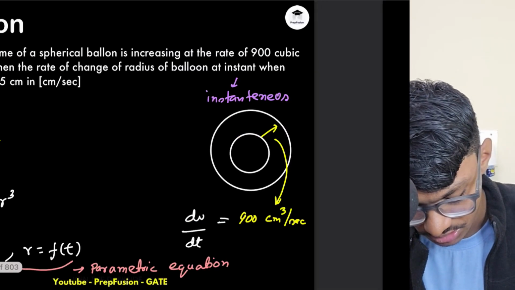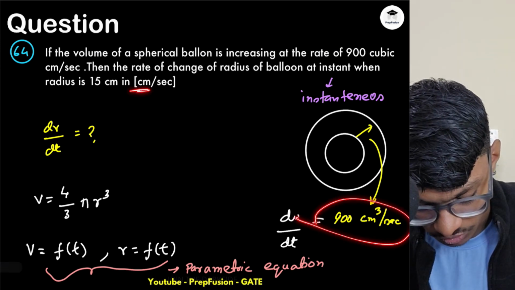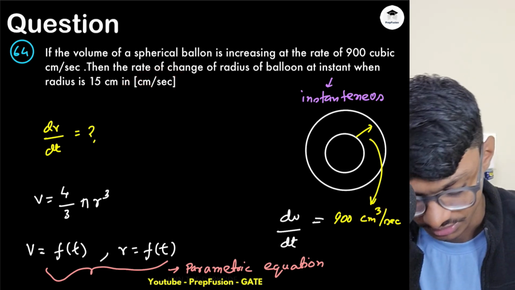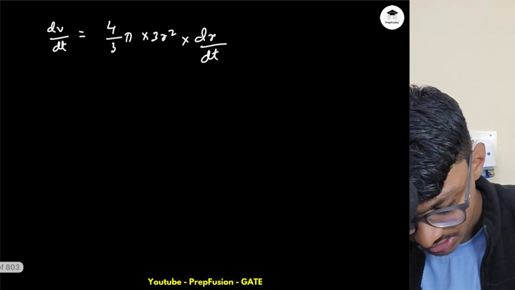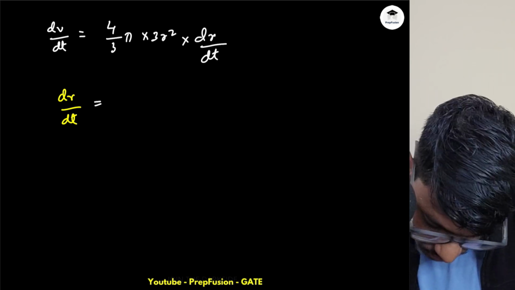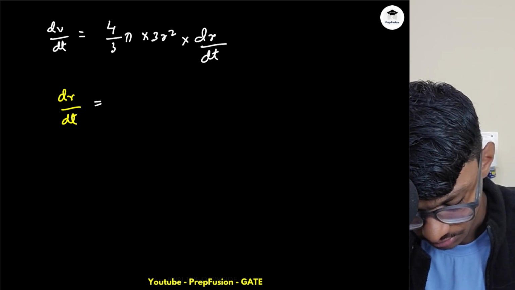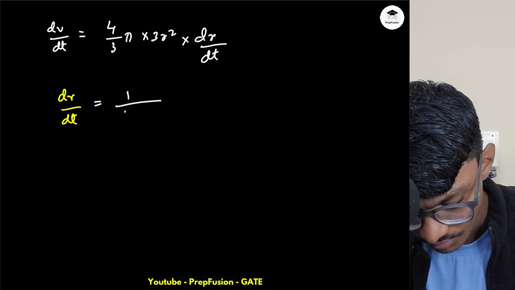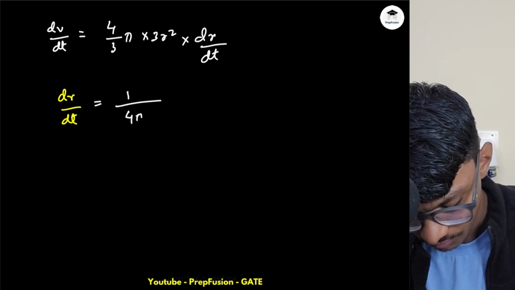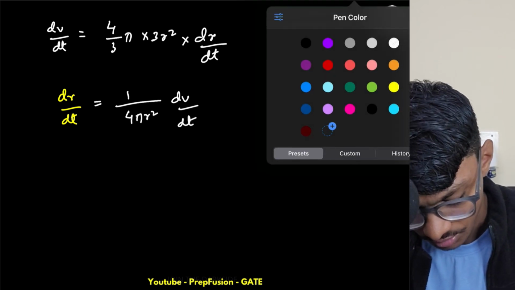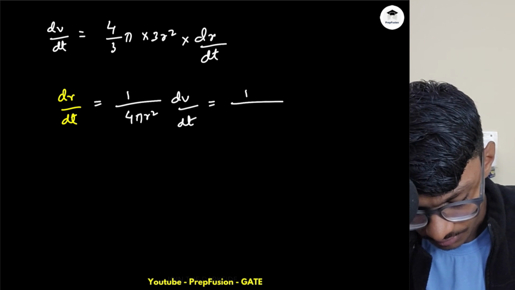So what is this? This is simply 900 centimeter cube per second, and they have also asked in centimeters. So just be careful of the units. The units are the same, so I won't do anything with them. So what is the expression for dr by dt? The expression for dr by dt is simply 1 by 4 pi r square into dV upon dt.